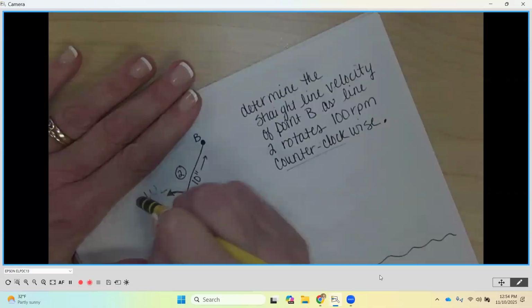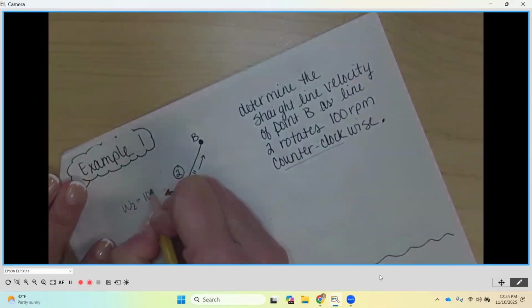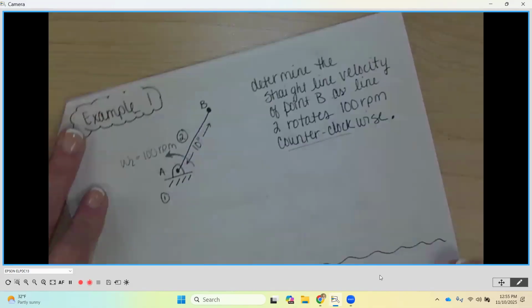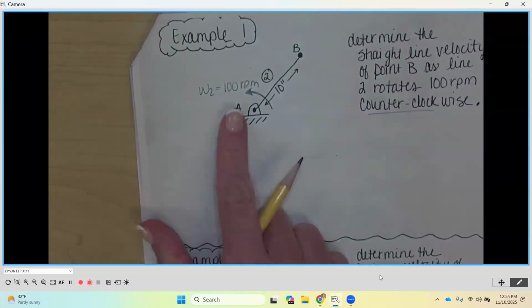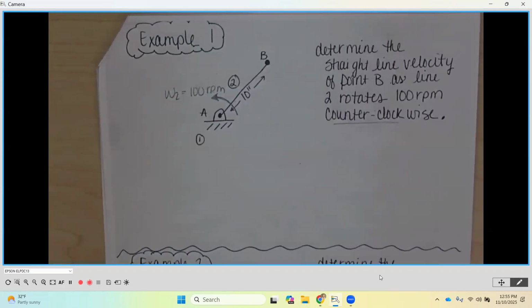And actually, I'm going to erase this. I'm going to push it over just a little bit. So I know that W2 is equal to 100 RPMs, right? And it's going counterclockwise. So if you wanted to put that right next to it, that's totally fine.